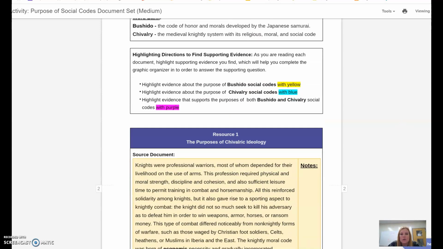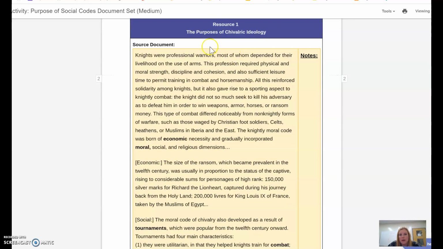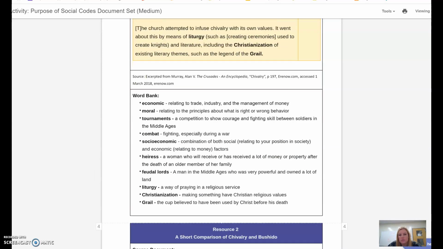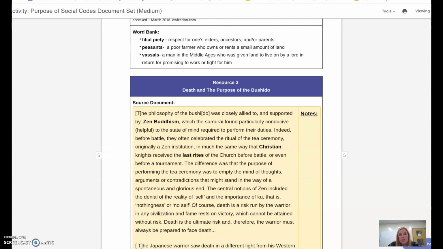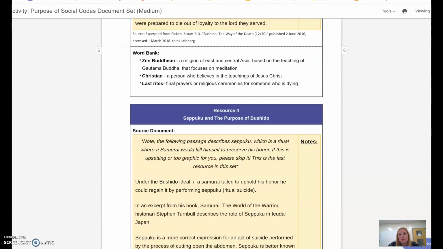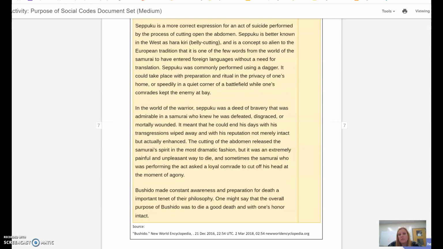So as you go through, you're looking for supporting evidence because this is what's going to help you with the writing assignment you'll have to do. You want to highlight evidence about the purpose of Bushido, highlight evidence about the purpose of chivalry, then highlight evidence that supports the purposes of both of those codes. Look, this one's about the purposes of the chivalric ideology, so chivalry. Resource 2 is about both of them, a comparison. That's going to be a really good one. Resource 3 is about the death and purpose of Bushido, and 4 is, again, on Bushido.